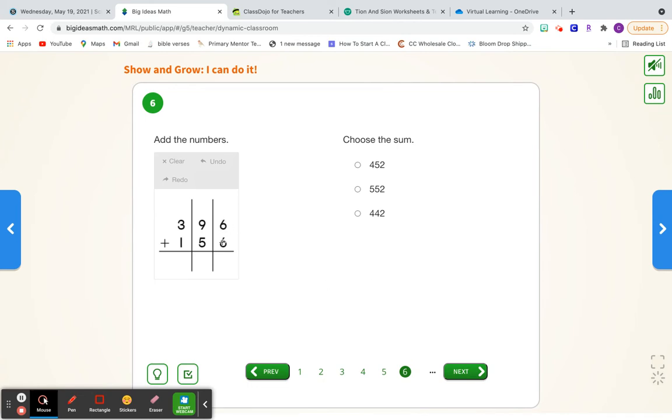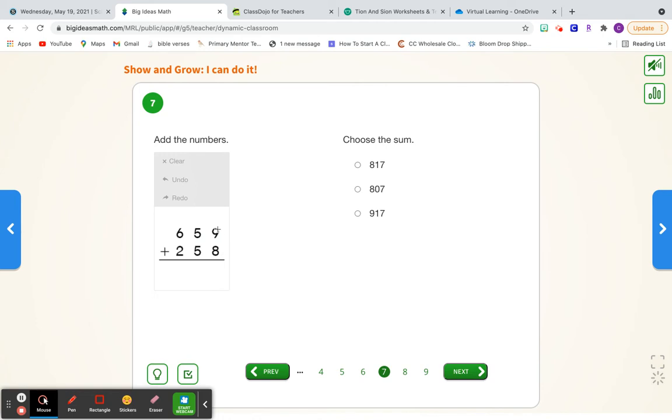All right, 6 plus 6, we do have to regroup, is 12. 2 ones, carry the 10. 1 plus 9 is 10, plus 5 is 15. So 5 tens, and carry the 100. 1 plus 3 is 4, plus 1 is 5. So our answer is 552.